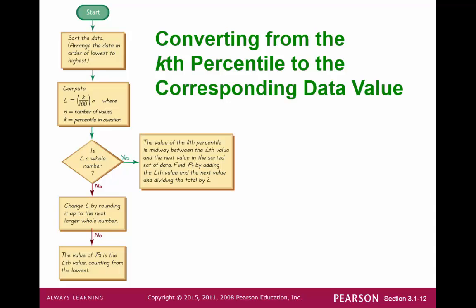If the locator is a whole number, then look for that value in that position. If the locator is not a whole number, then round up to the next whole number and select the value in that position.